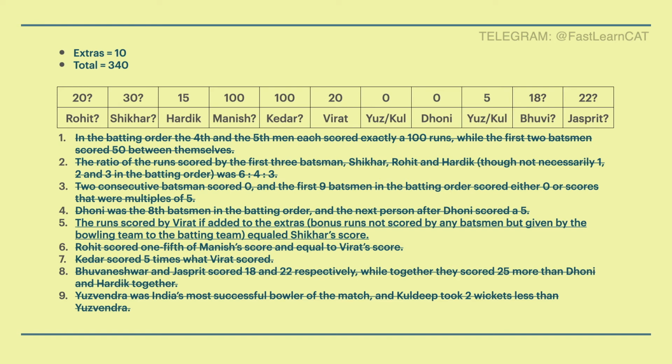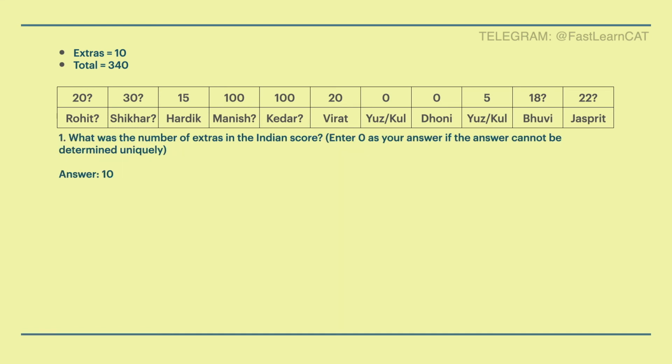So now let's focus on the fifth point, which says the runs scored by Virat, if added to the extras, equaled Shikhar's score. So Virat scores 20, 20 plus x equals 30, so x is equal to 10. Extras are 10. Now we have solved the entire table almost. We have used all the clues. Let's go to the questions.